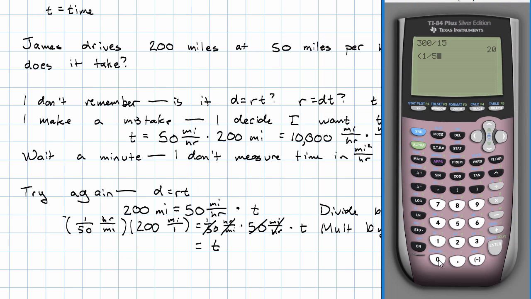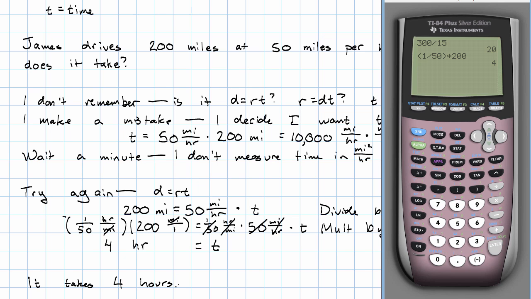1 over 50 times 200. That's 4. And then miles in the numerator cancels out miles in the denominator, and I'm just left with 4 hours. And that makes sense. I really do measure time in hours. So the answer to my question is, it takes 4 hours. But the big thing I want you to notice here is that following the units through the problem very clearly showed me that I was making a mistake when I plugged into my formula incorrectly.